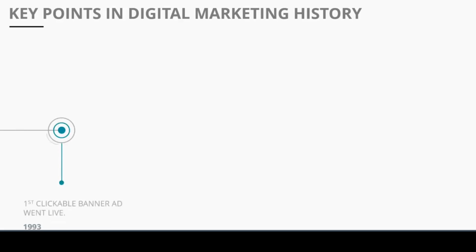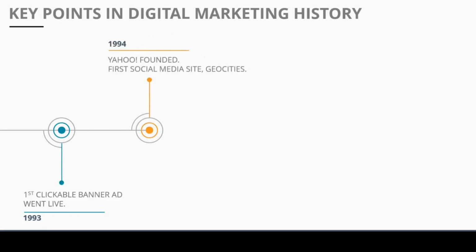So starting in 1993, the first clickable banner ad went live, and that is now what we call display or programmatic ads, so showing banners on different websites. Then in 1994, Yahoo was founded. It launched in 1995, and the first social media site, GeoCities, was launched in 1994. Then also in the mid-90s, cookie technology appeared, and you'll understand that a bit better in the next few lessons, but that's essentially what is used to track our behavior online.